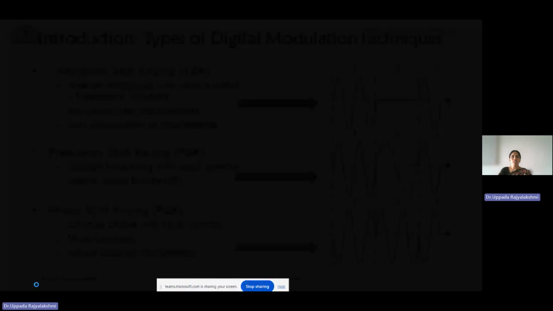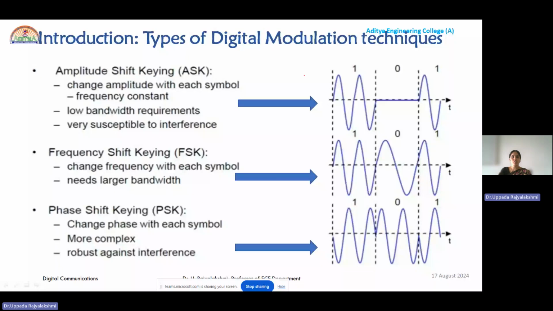So here you can observe the waveforms of amplitude shift keying, frequency shift keying, and phase shift keying. In amplitude shift keying, you can observe that there is amplitude variation. For data bit 1, you will have the same amplitude of the carrier, and for data bit 0, you will have no amplitude, that is 0 amplitude. So because it is a 0 amplitude, no power is required for transmission of data bit 0. And here you will have only amplitude variations, so it is highly susceptible to noise.